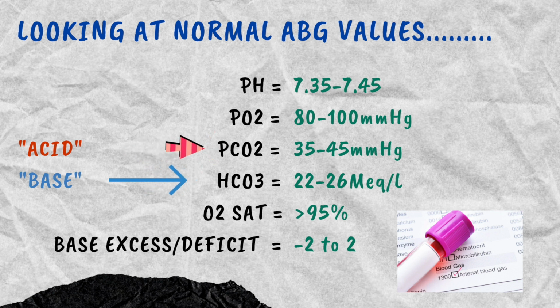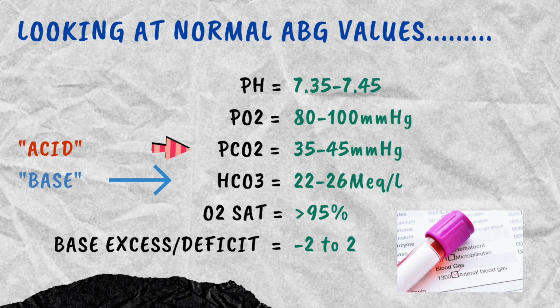So let's talk about this. pH 7.35 to 7.45. That's your golden range. That's life-sustaining in between those very fine numbers right there. So PO2 is the amount of oxygen in the blood, and that's measured at 80 to 100 millimeters of mercury. PCO2, this is the amount of carbon dioxide, so CO2. So this is what is considered the acid. So this is 35 to 45 millimeters of mercury.